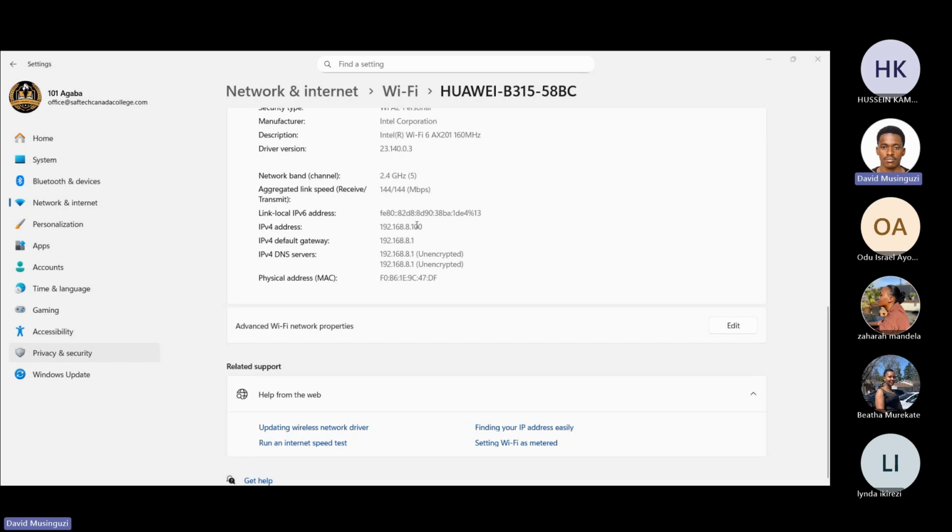So we are having the same default gateway, but what differs are the IP addresses. This is a form of a dynamic IP address. But then you see the default gateway for both of our devices is static. Why is it static? This is coming from the ISP, from the internet service provider.